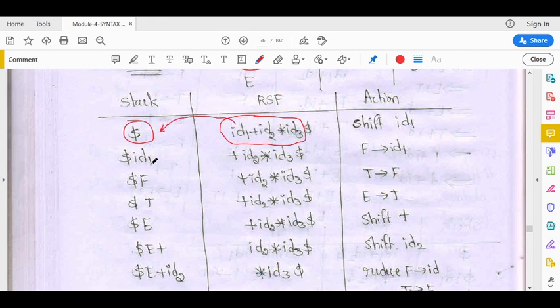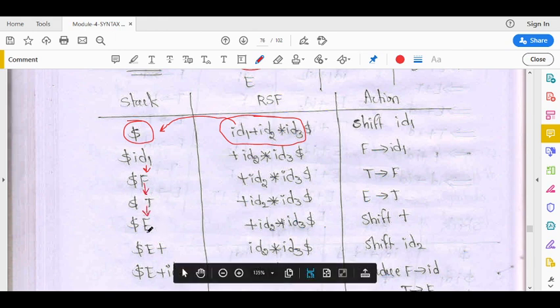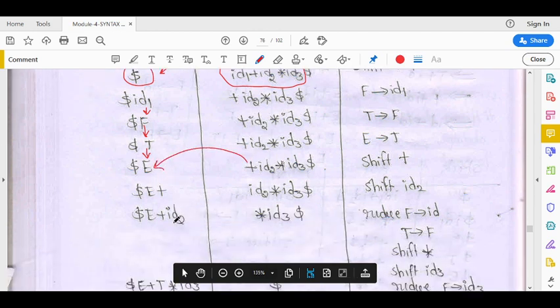So dollar ID. Can I reduce this ID to anything? Of course. Reduce ID to F. So F to T and T to E. And with E, can I reduce to anything else? No. So next input is plus. Can I do anything with plus? No. Push it onto your stack. So E plus is what I have. E plus, I cannot reduce anything with E plus.